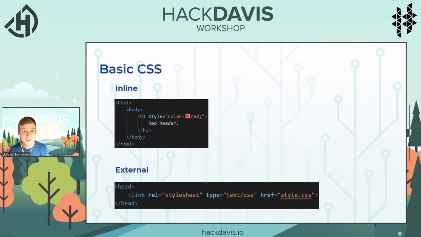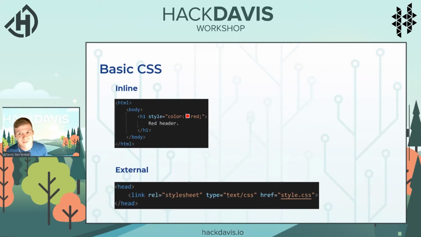There's a couple ways to use it. There's inline. So in the first example, you can see we have our header, and we can define an attribute called style, and then we would include color red in there. And then that would tell that specific header to have red text.